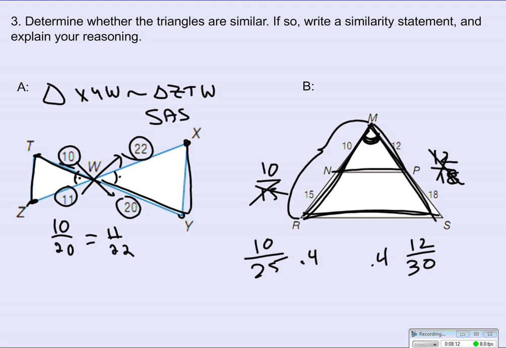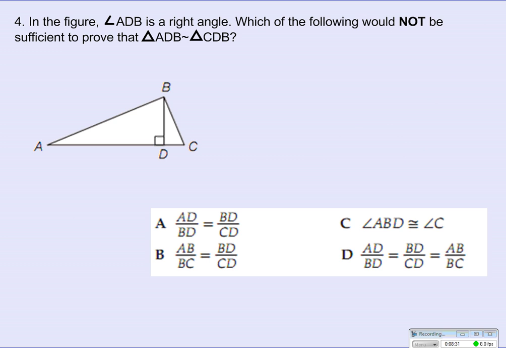M is the angle shared, so it's part of both triangles. And it's also the included angle. So I'd say yes, triangle MNP is similar to triangle MRS by side, angle, side. But please notice, M is part of both triangles, and it's like I laid one on top of the other.